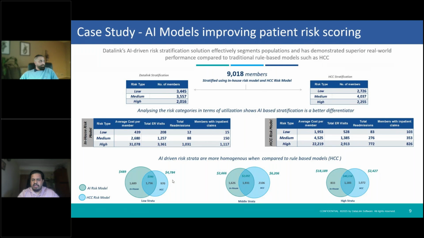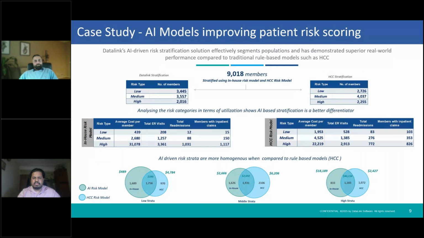We compared a lot of results. This is just the tip of the iceberg. There are a lot of things that we compared, and in almost 99% of the results, we found that the AI driven models have an edge. Moving on to the next slide.